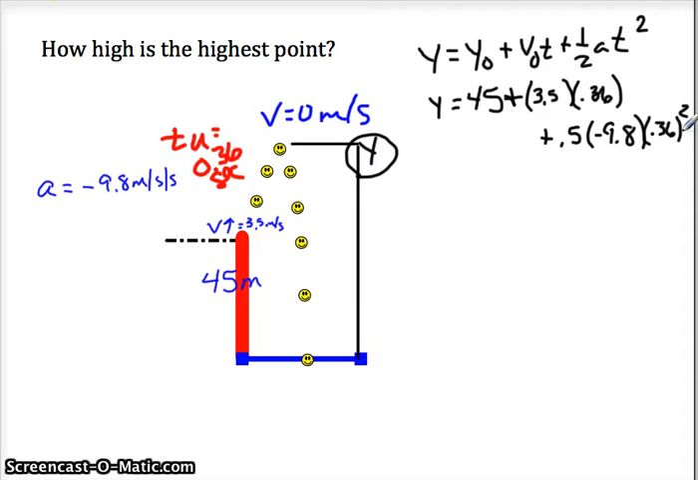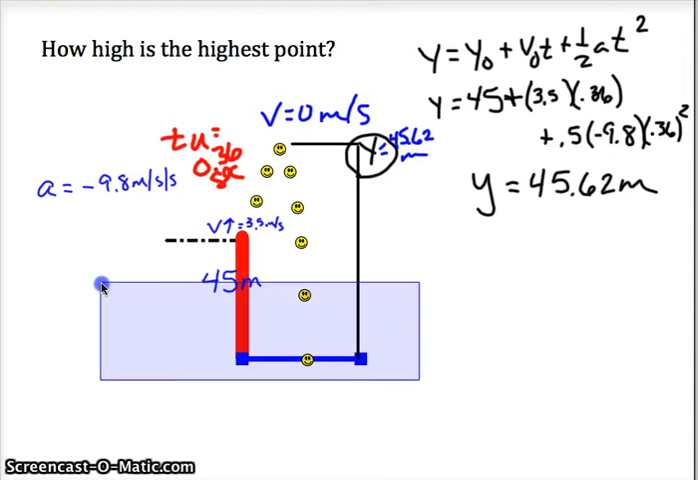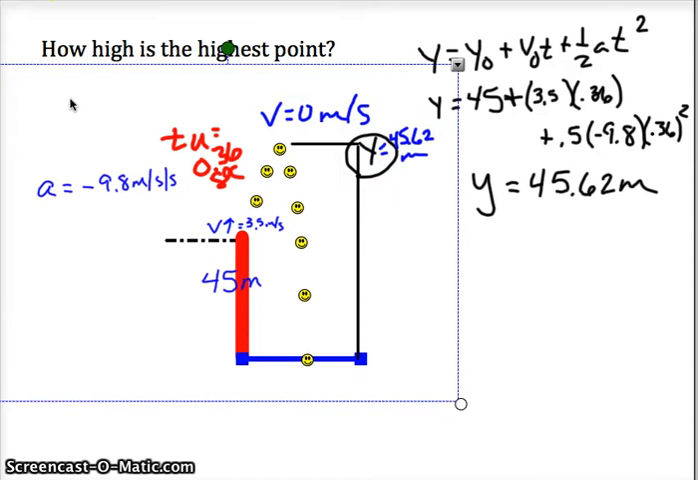Again, grabbing a calculator. 45 plus 3.5 times 0.36 plus 0.5 times a negative 9.8 times 0.36 squared should give us a maximum height of 45.62 meters. Notice if you didn't toss it very hard, it didn't go very much higher than where it started. So we're going to add this piece of information over here. Y, the maximum height, is 45.62 meters. Hopefully getting all of this to join as a group, and going to the next page.